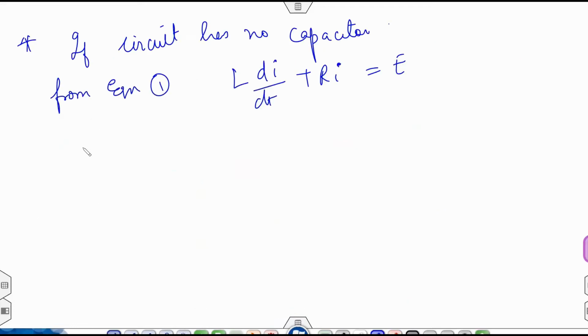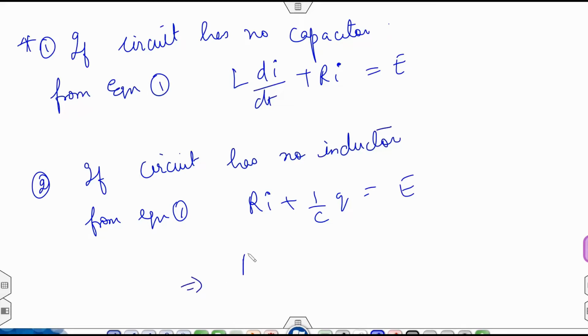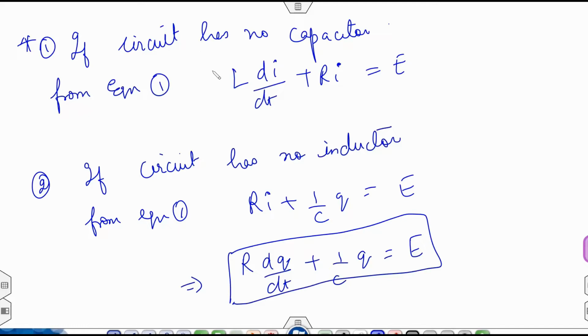This is my equation 1 and this is the second. If the circuit has no inductor, then from equation 1 what will you get? You will get Ri plus 1 by C q is equal to E. This implies that if the charge is needed, you can write the differential equation like this. Okay, so let us now do a few examples based on this.